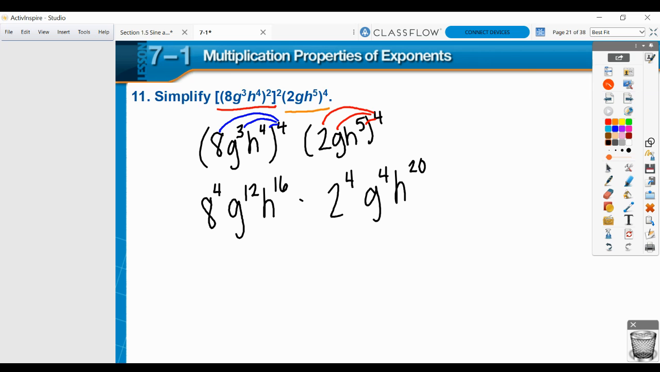Now, 8 to the fourth power is 4,096. And 2 to the fourth is 16.